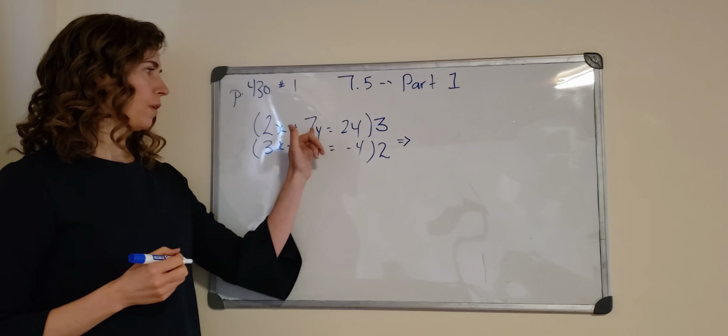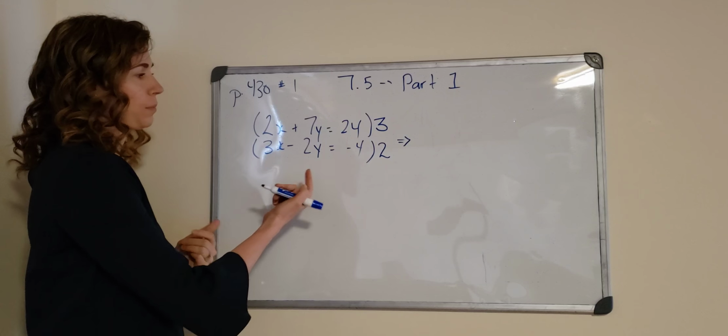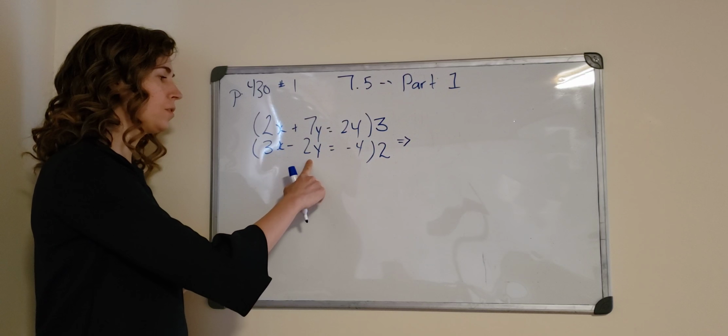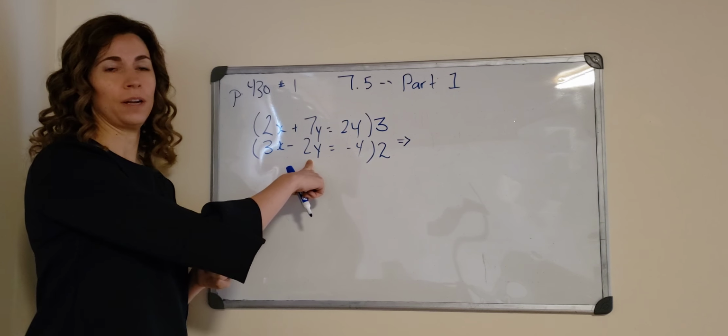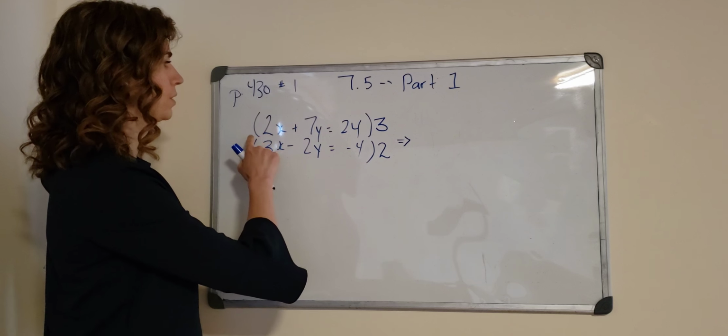Just as a side note, if I wanted to use my y variable, I could have done something similar. I could have multiplied this whole thing by 2, and I would have gotten 14. This whole thing by 7, and I would have gotten negative 14. Okay, so let's go ahead and do it this way though.